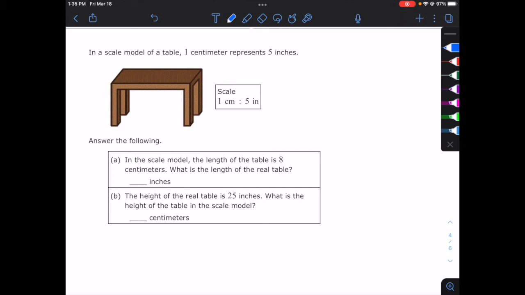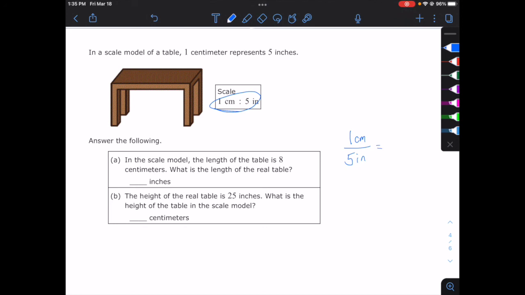Okay, terrific. It says answer the following. In the scale model, the length of the table is 8 centimeters. Okay, in the scale. What is the length of the real table? Okay, so this scale that they gave us is part of our proportion. So I'll put the 1, and I'll keep the centimeters there so we don't get lost in the 5 inches here. We won't necessarily need to use them when we're multiplying here.